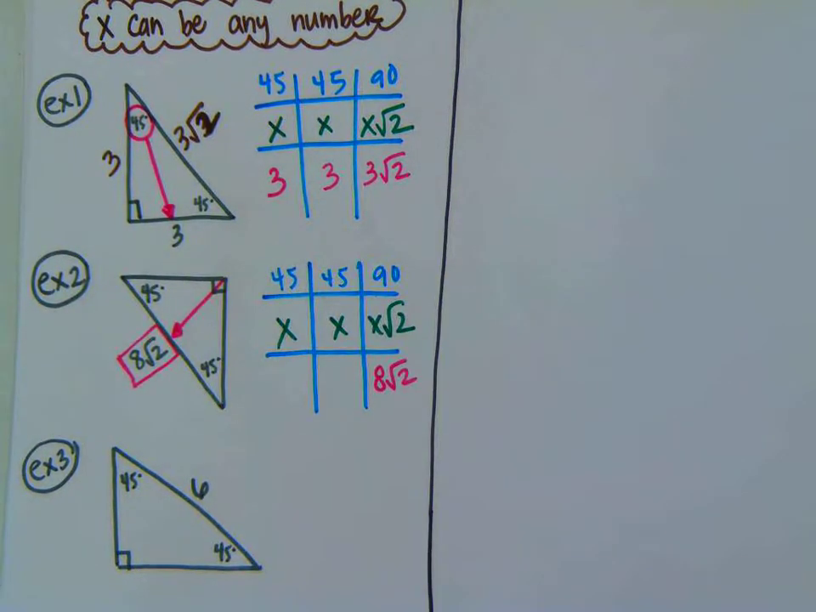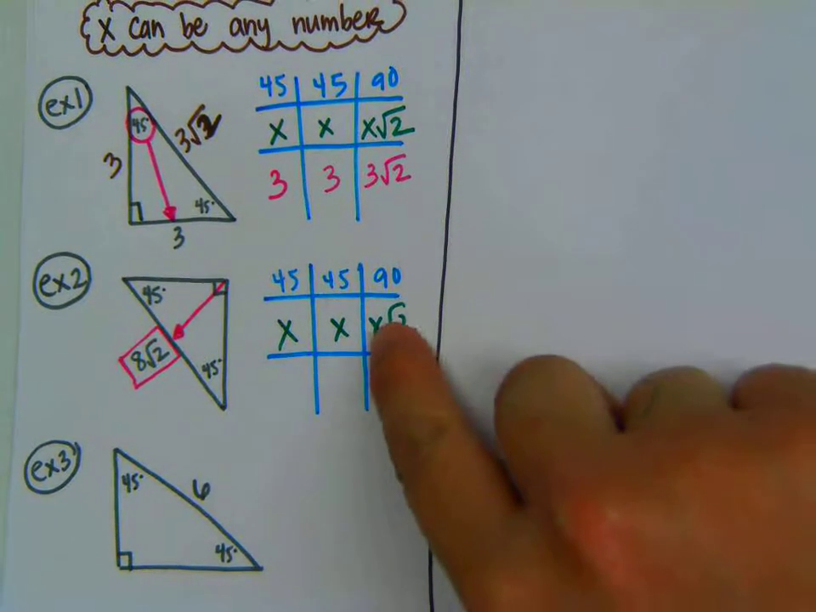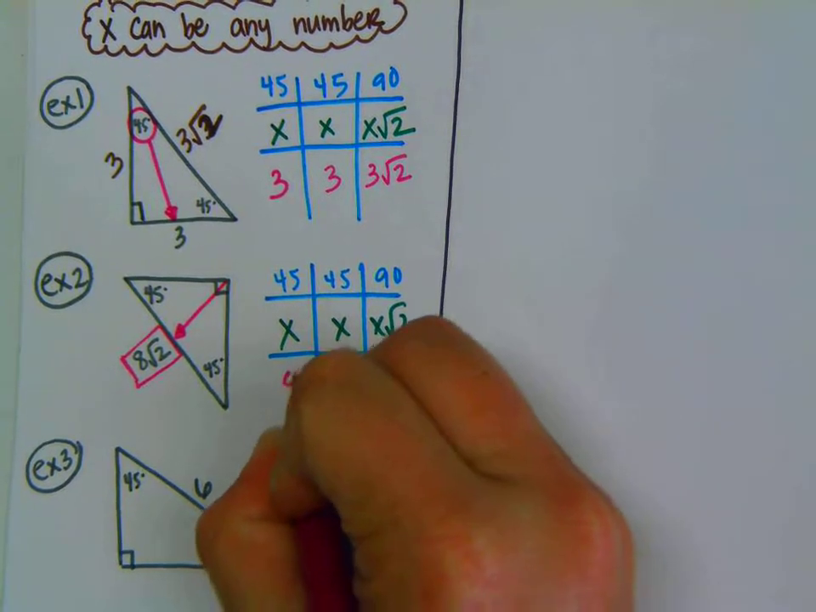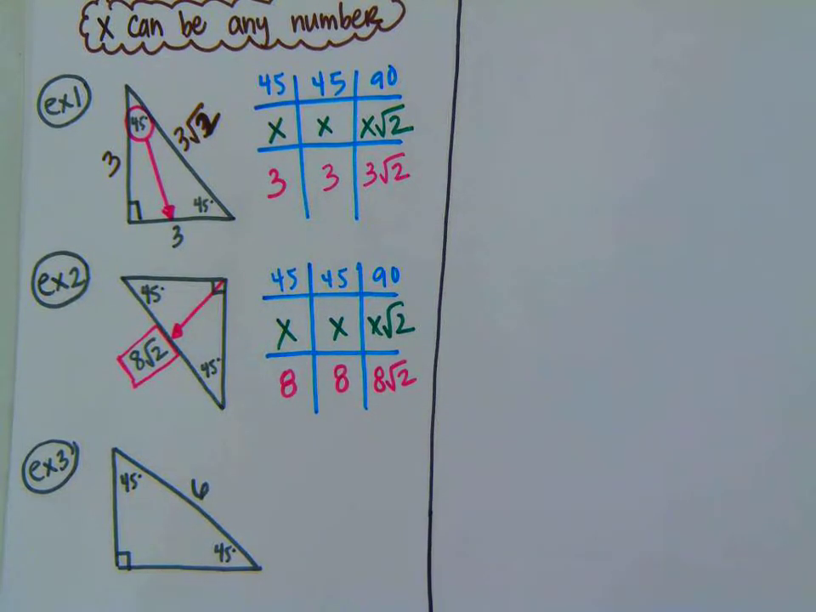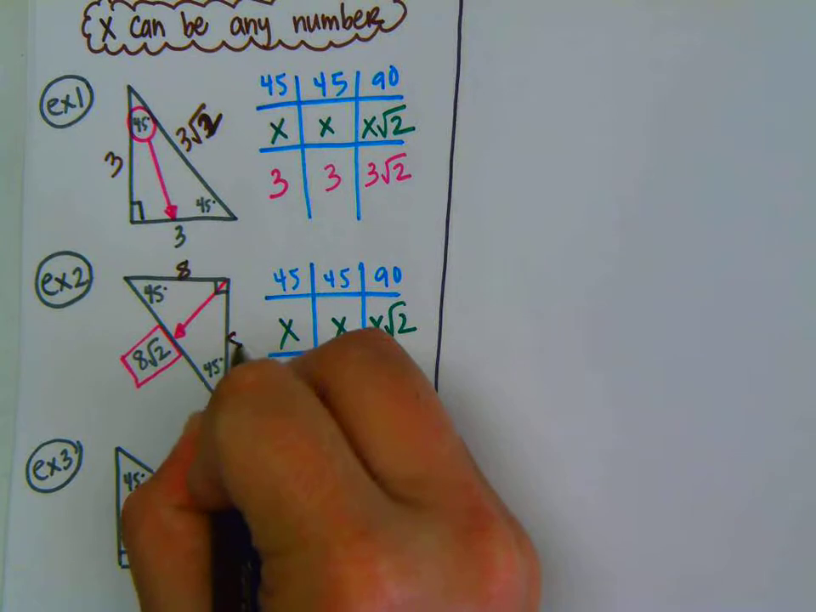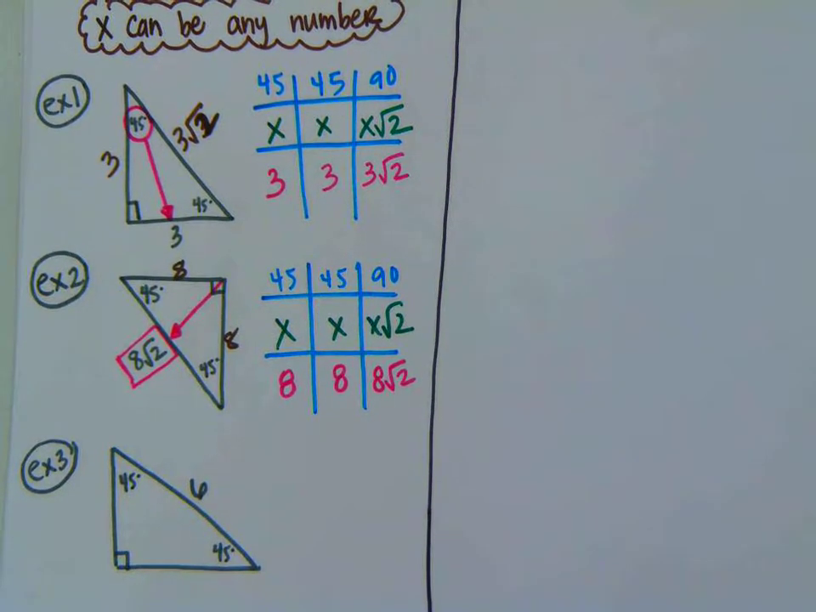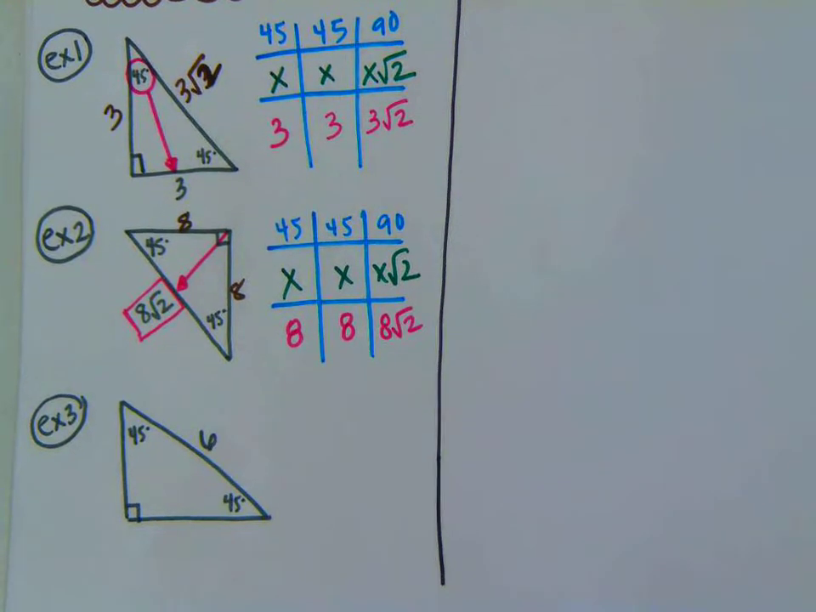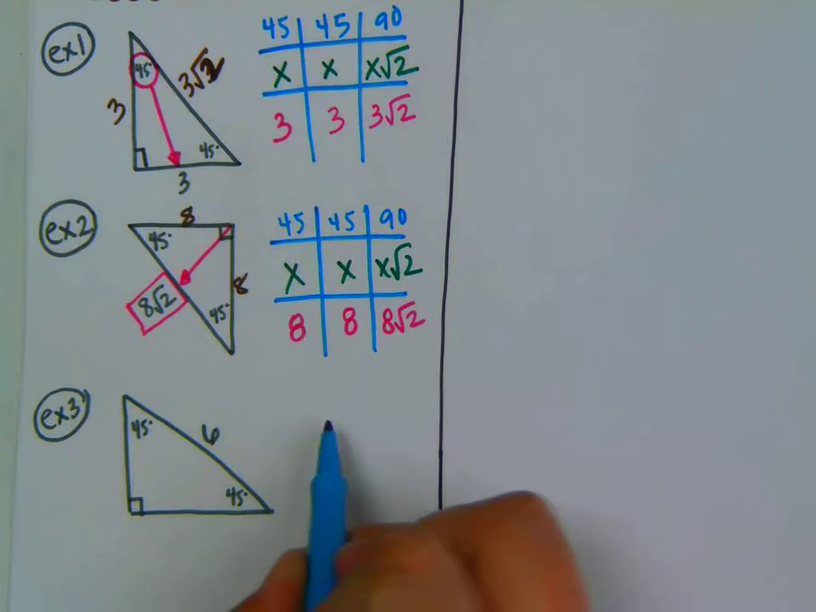Given that, what else do I know? What value? X. X is 8, right? Because if this is x root 2, this is 8 root 2. X has to be 8. Both of those are 8, and then I'm going to put that on my picture so that I can answer other questions. Questions? Okay, let's do the next one.